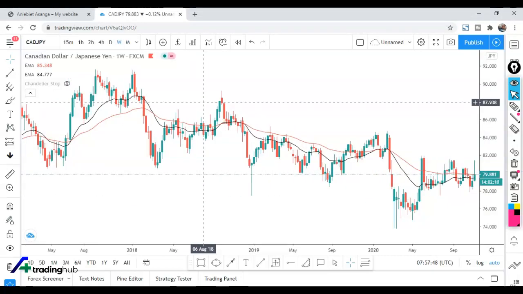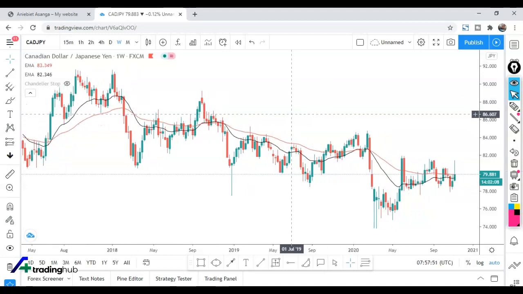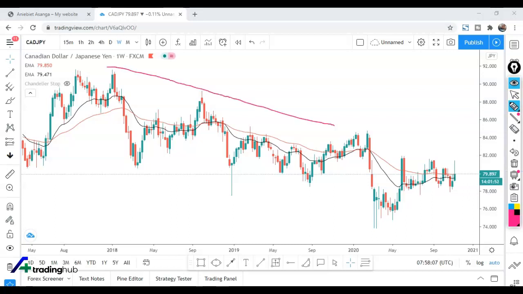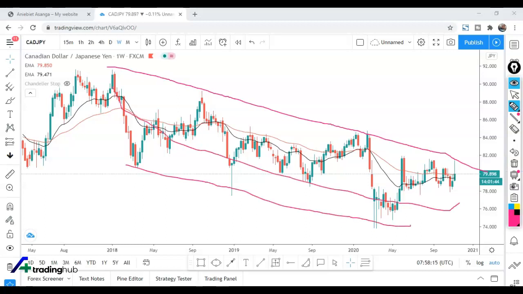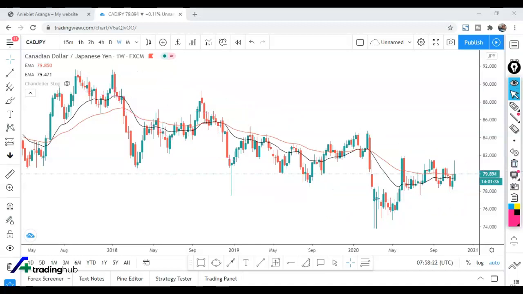So look at how choppy it looks on the weekly. I won't even dream of using the 20 EMA or the 50 EMA on this Canadian JPY chart, because based on the market structure, this is a bearish market. You can see that it's a bearish market. But if you want to rely on this to put your entry, then you are going to be losing money like crazy. So you see why I'm saying make sure you identify the market structure first.